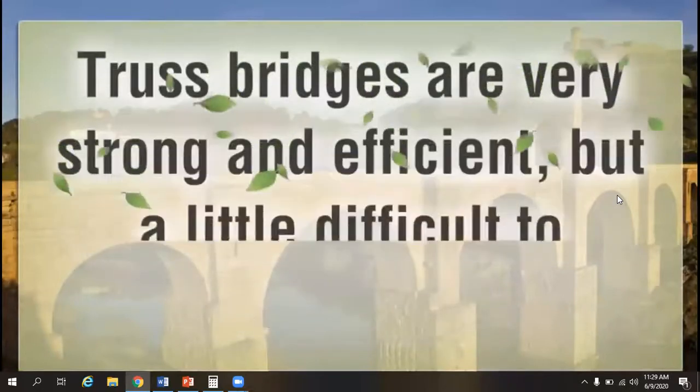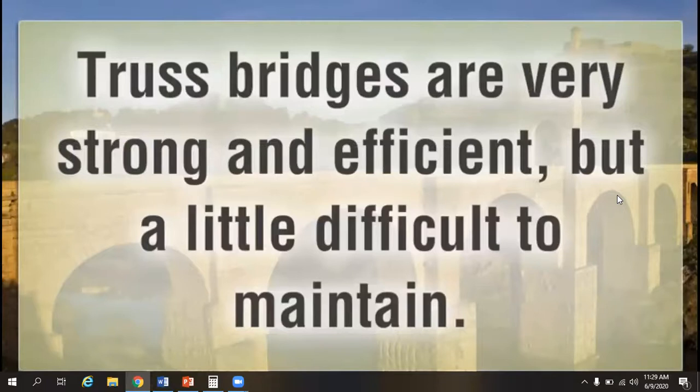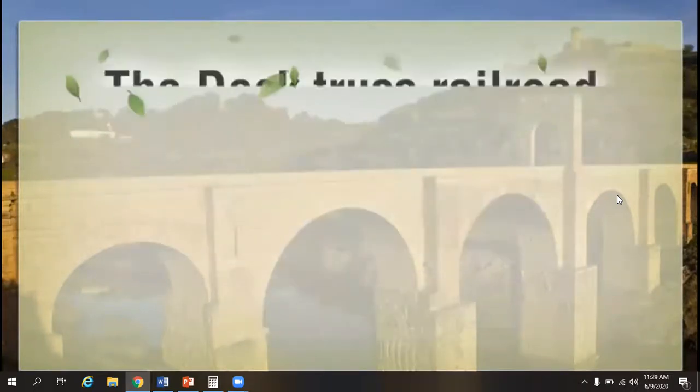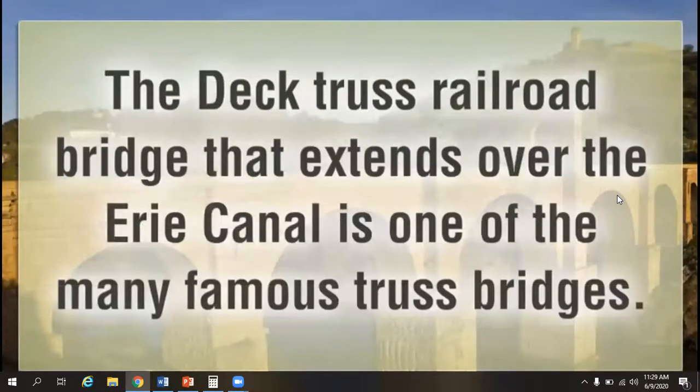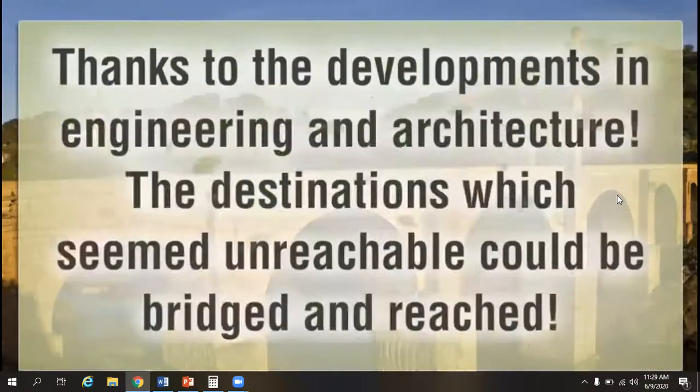In the United States, truss bridges of the olden times used timber for compression and iron rods to bear tension. Truss bridges are very strong and efficient, but a little difficult to maintain. The deck truss railroad bridge that extends over the Erie Canal is one of the many famous truss bridges. Thanks to the developments in engineering and architecture, the destinations which seemed unreachable could be bridged and reached.